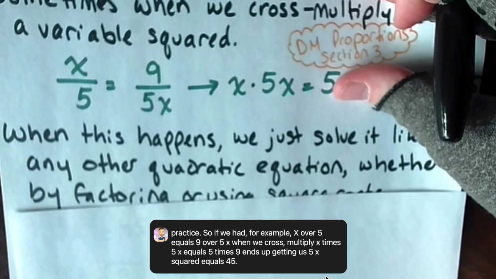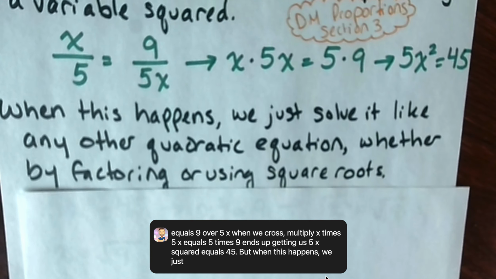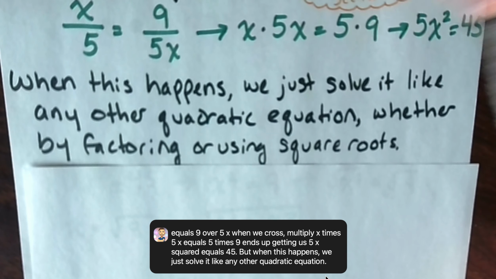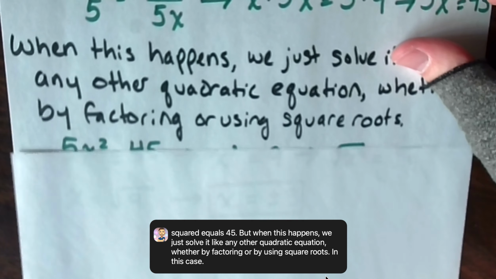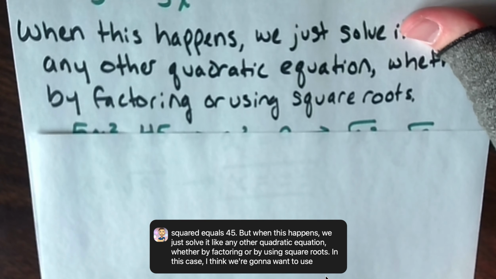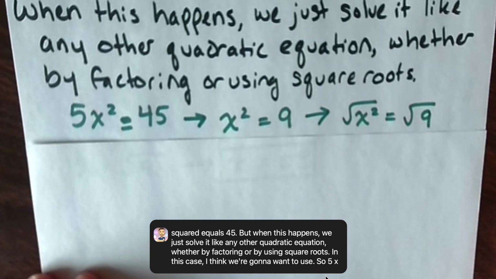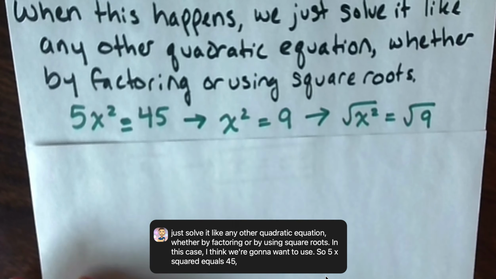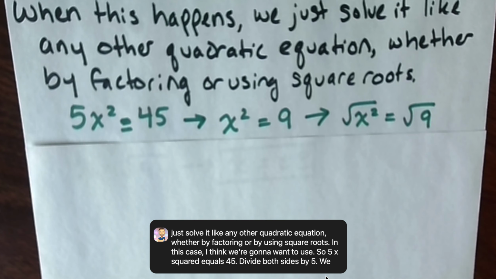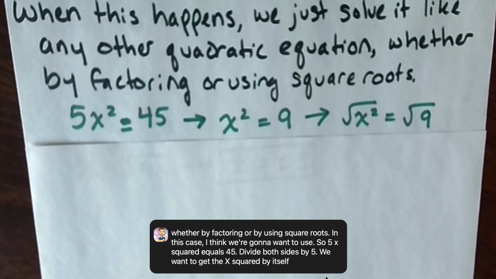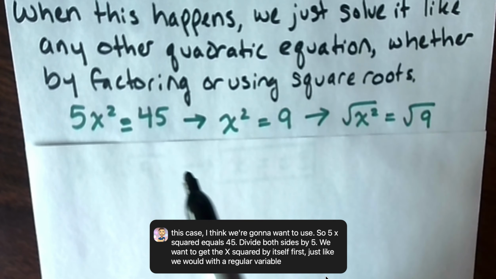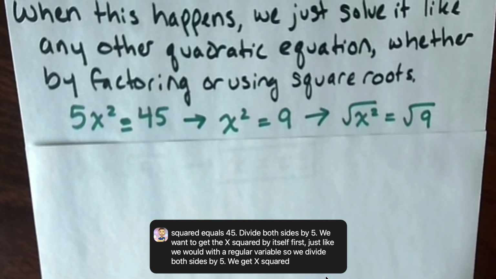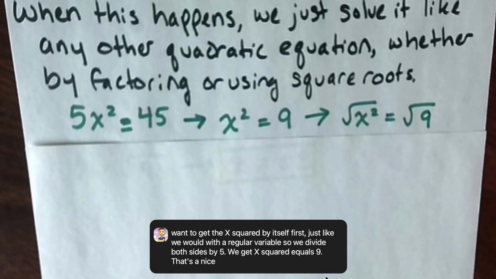When this happens, we just solve it like any other quadratic equation, whether by factoring or by using square roots. In this case, I think we're going to want to use square roots. So 5x squared equals 45. We want to get the x squared by itself first, just like we would with a regular variable. So we divide both sides by 5, and we get x squared equals 9. That's a nice one we can easily square root.